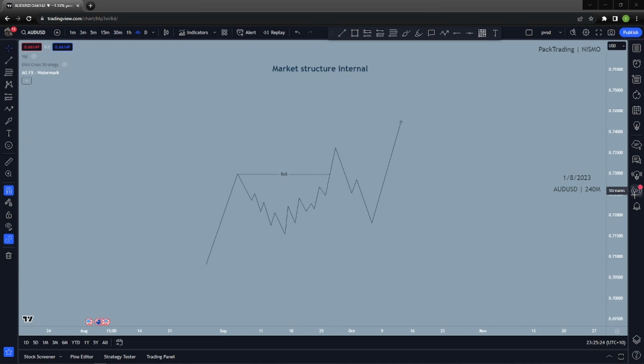Today I'm going to be talking about market structure internal for you guys. The previous videos you probably saw from SRT, the market structure swing videos. So now we're going to do internal for you guys.